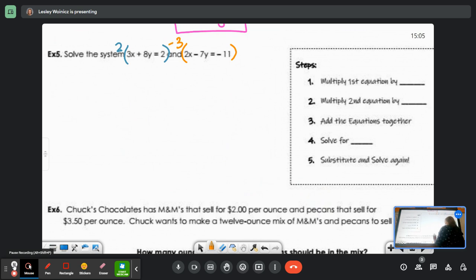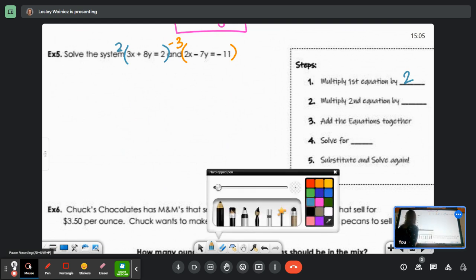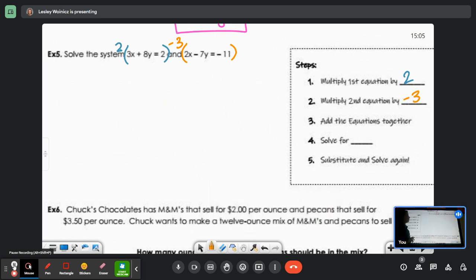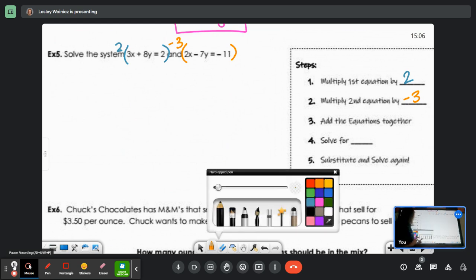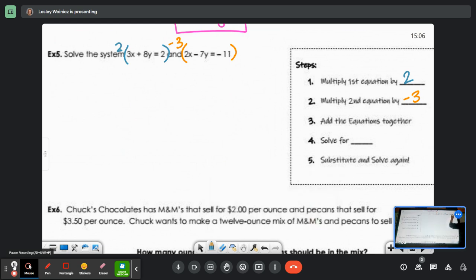Okay, I like it. Now, does everybody see that if we had decided to cancel the y's, because the y's are already opposite, we wouldn't have had to pick one to be negative because it was already negative? You see what I mean? Okay, perfect. But we would have had to multiply by 7 and 8, and no one wants to do that, so this is better, I think. All right, so 6x plus 16y equals 4.